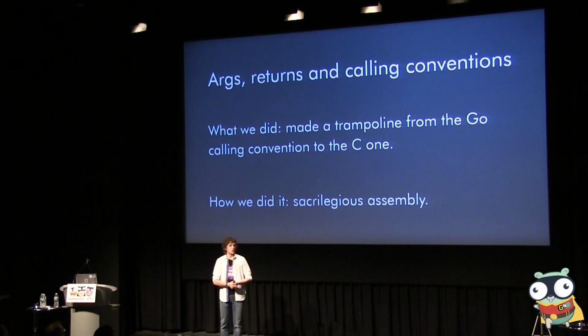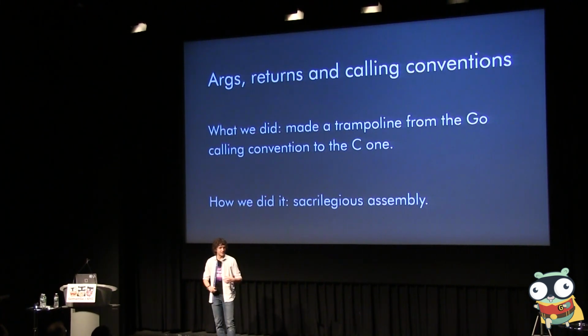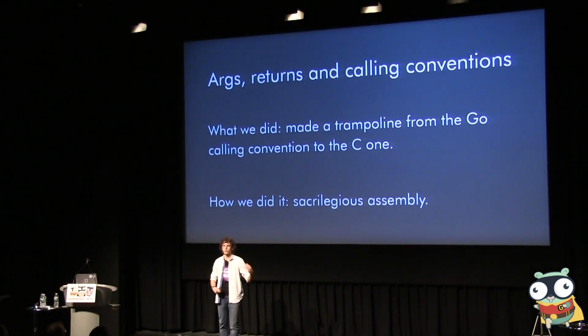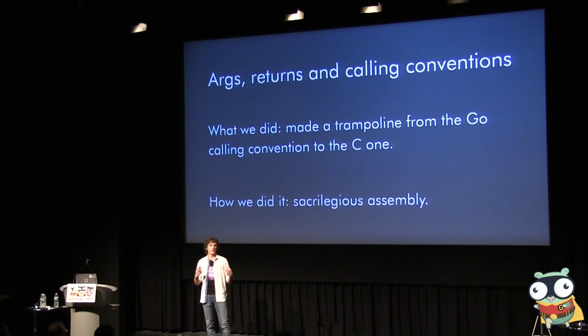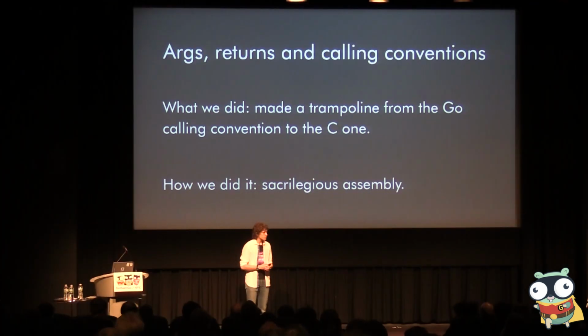OK. So what we did is we made a trampoline that jumps from the Go calling convention to the C one. That was the last step. We now have a bare bones, hackish, but functional FFI that we built ourselves, and it has no CGO. We did use something named CGO, but it just happens to be named like that because it has no actual CGO tool involvement. And we did it by terrible assembly.